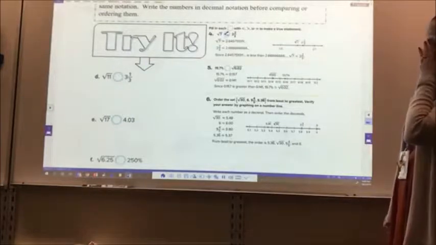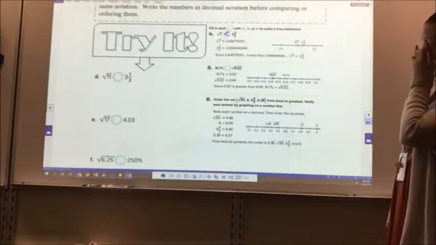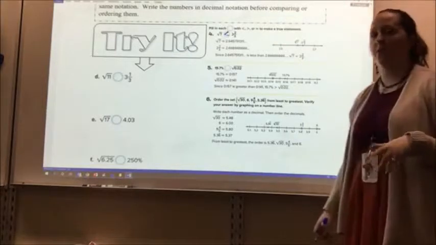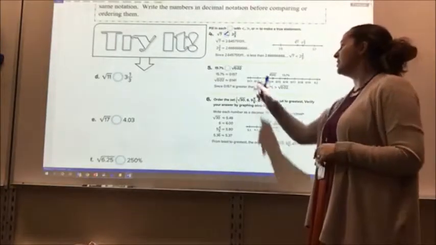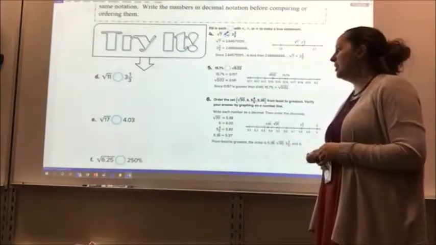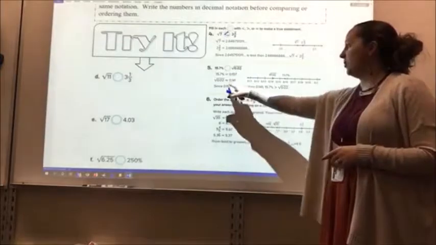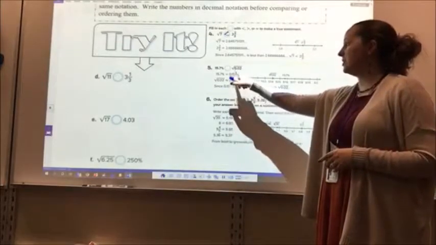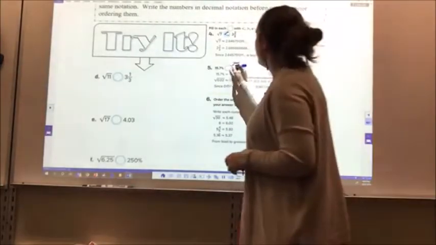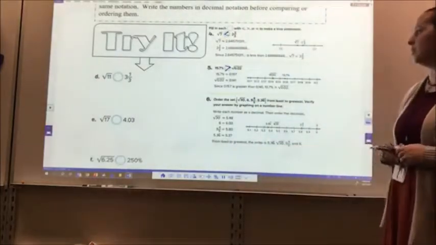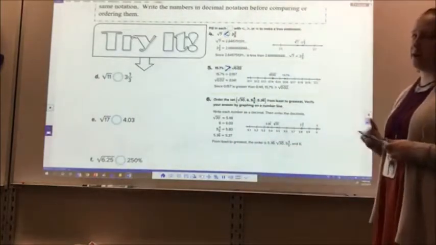Okay? For number 5, I have 15.7%. Okay, when I change that to a decimal, I have 0.157, and the square root of 0.02 gives me 0.141. Okay, looking at that, square root of 0.02 is smaller, so that means 15.7% is greater than the square root of 0.02. You can also draw it on a number line.